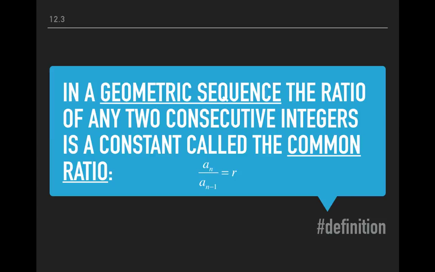When you have one, the ratio of any two consecutive terms is going to be a constant, and that is called the common ratio. And so you'll notice the larger term over the smaller term, or I should say the second over the first or the third over the second, is going to give you that common ratio of r.